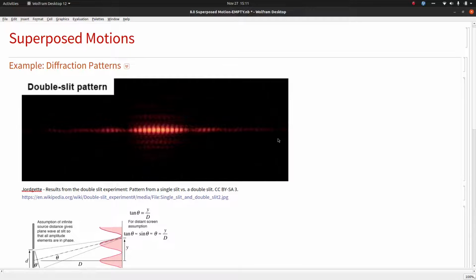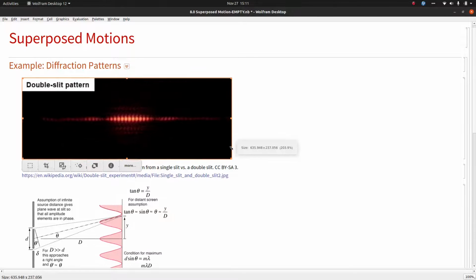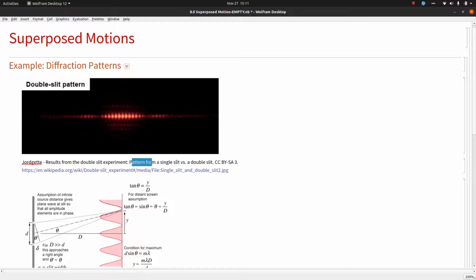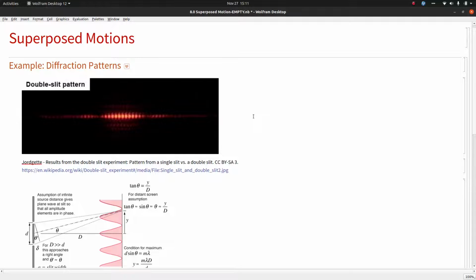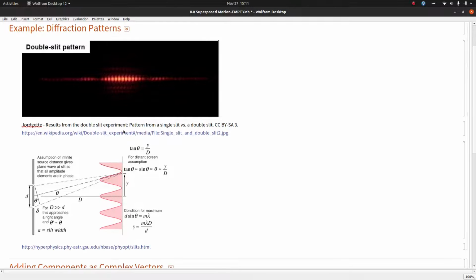In this case, I am showing a double slit diffraction pattern that I pulled from the Wikipedia page for two slit diffraction. And you can see you get this nice colored light pattern. This is from shining a laser through a diffraction grating, a two slit diffraction grating specifically. In this instance, we happen to be talking about light waves, which is different from a simple harmonic oscillator, but there's a lot of common features.